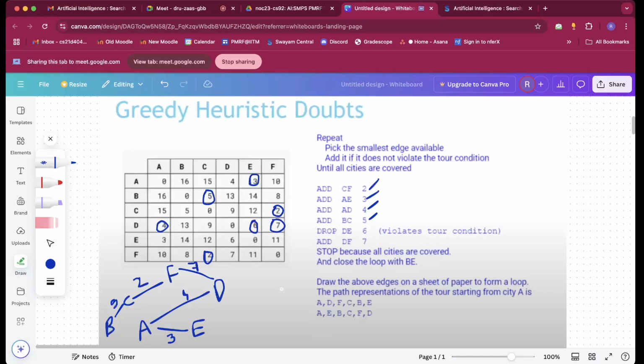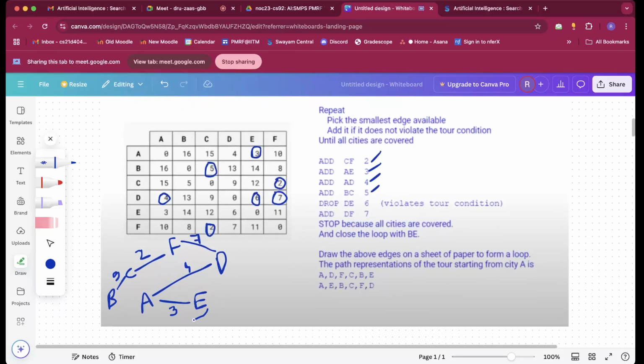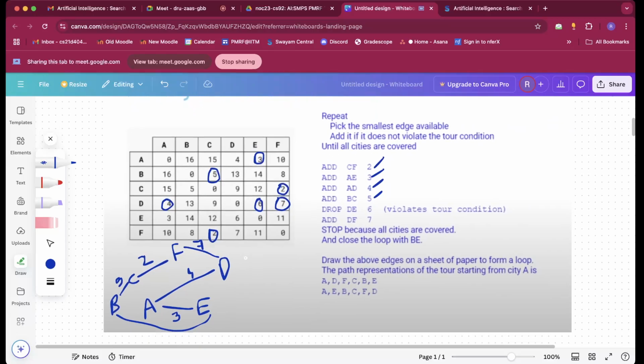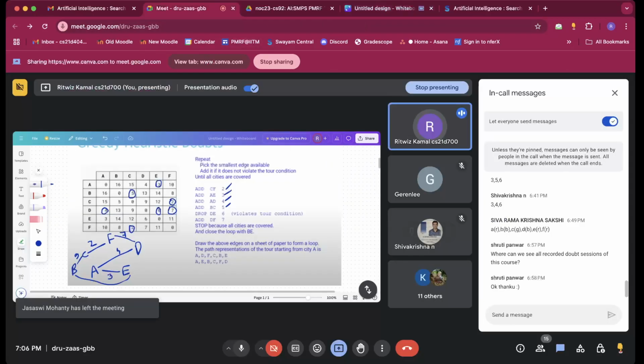So we can go either in this direction. We can connect this back to make the whole tour completed. And so we can go either from A to D to F to C to B to E, and then back to A, or we could go from A to E to B to C to F to D and back to A. So this is an example of greedy heuristic.